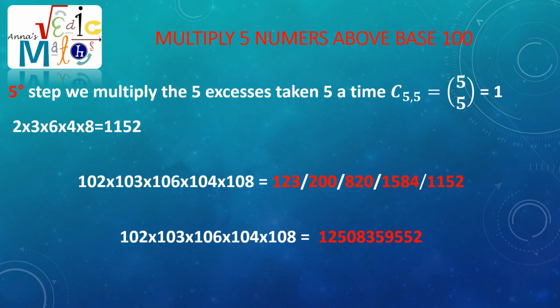The last step is to multiply the 5 excesses taken 5 at a time. This means only one possibility, and we have 1152. To obtain the result, we remember that we are in base 100. That means 2 figures in every place. We add the carry and we have the result.